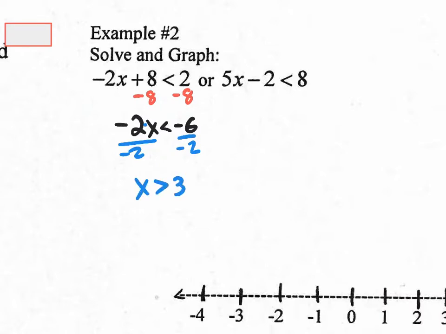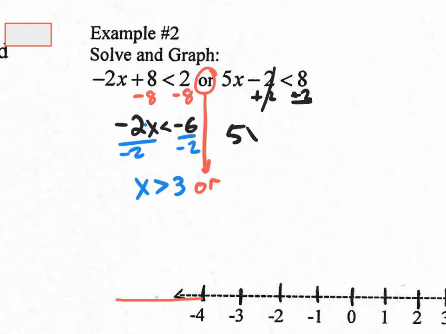That's one answer. This word or needs to come down because it has to be both answers put together with the word or in between it. Let's solve the other one. Okay, so add 2 here, add 2 there. We end up with 5x is less than 10. Final step is to divide by 5. Divide by 5. So our other answer is x is less than 2.